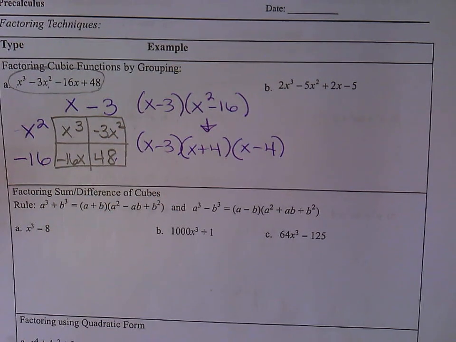So could you try example B the same way? See if you can put it into a box or group it and see if you can get your final factors, if it has to go a step further or if it doesn't have to go a step further.